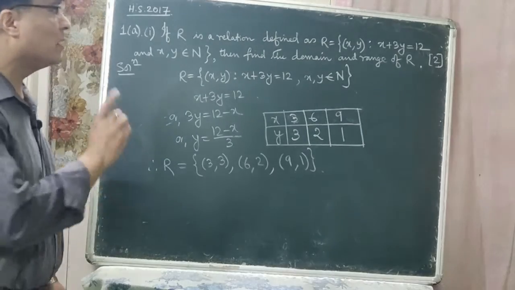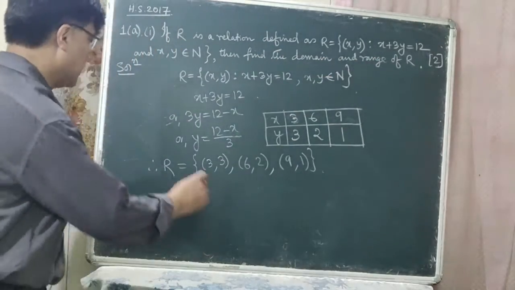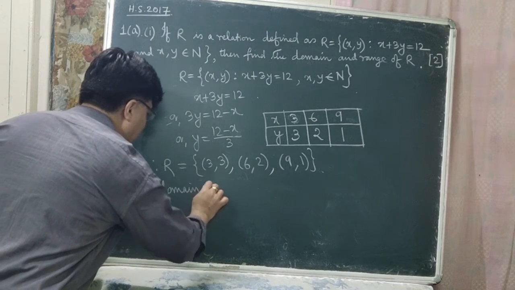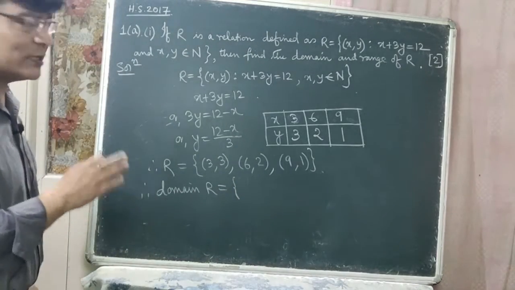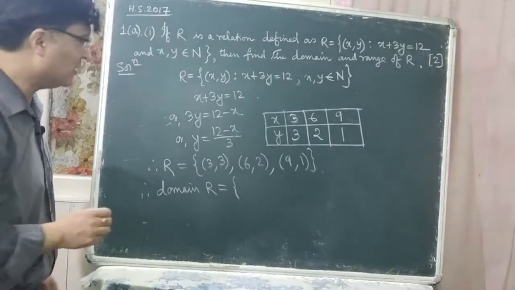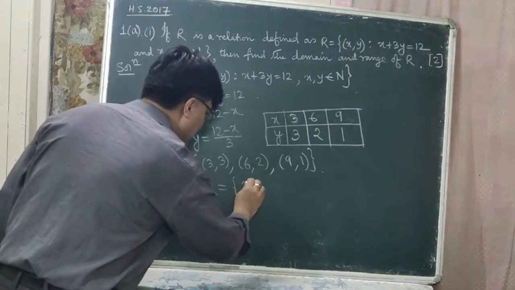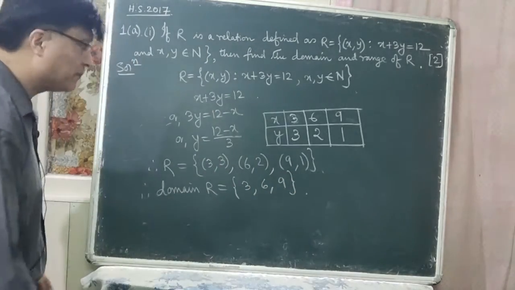Is that clear? Now you have to find out the domain of the relation R. Now let us find out the domain of R. I told you about this. Domain of R is the set of first numbers that belong to X, isn't it? Only the first number you can take: 3 comma 6 comma 9. So 3 comma 6 comma 9 is the domain of R.